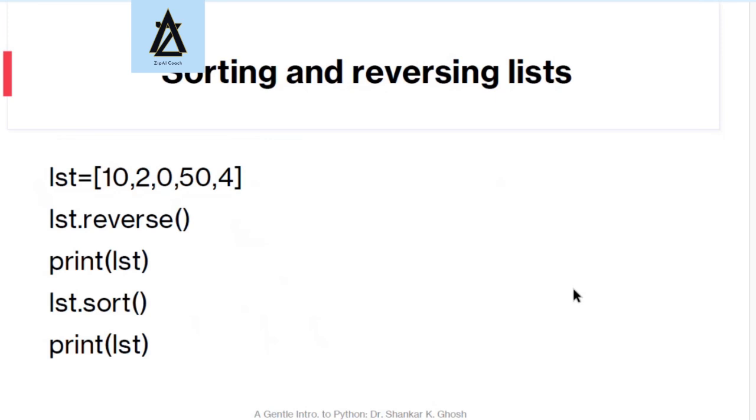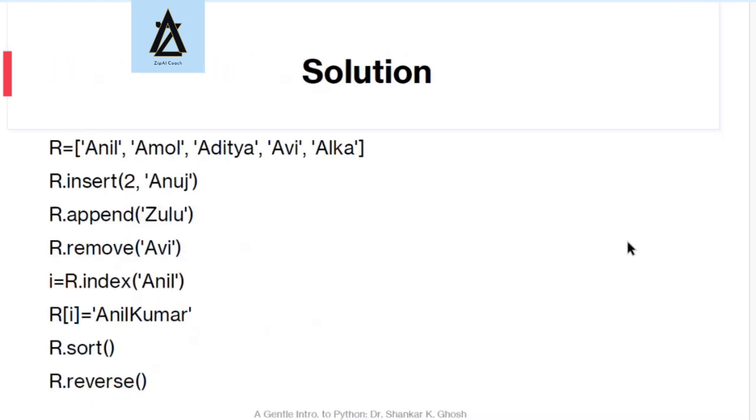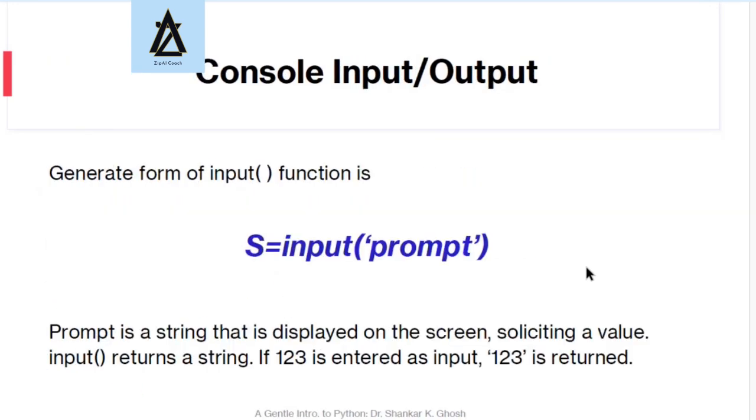There are methods to sort and reverse lists also. If you write list dot reverse and print, you will see the list is reversed. If you write sort, it is sorted. You can nest lists also, that means multiple lists. You can group some one-dimensional lists into another list to become a two-dimensional list, and so on. Practically there is no limit on the nesting. Here are some practice problems that you can practice.